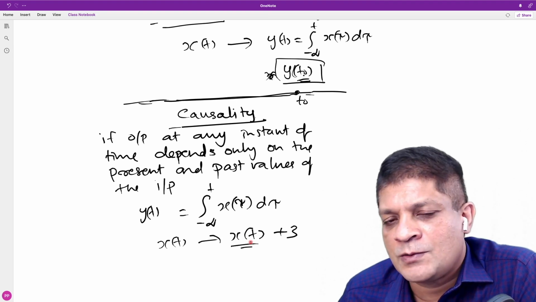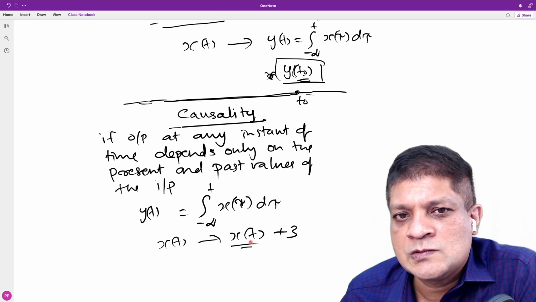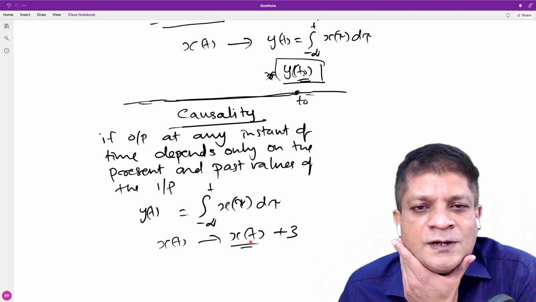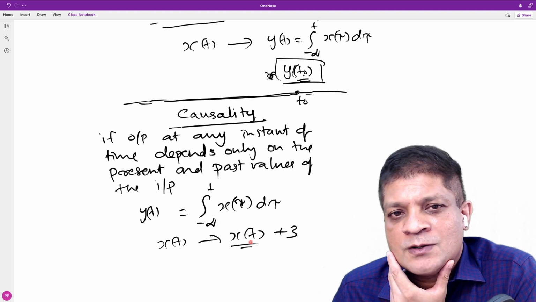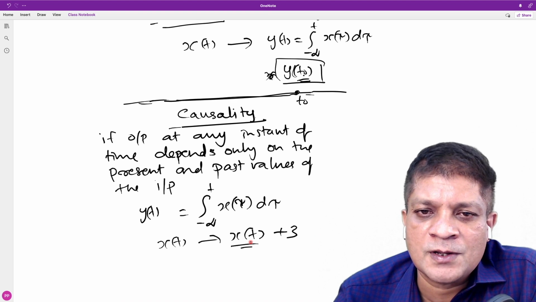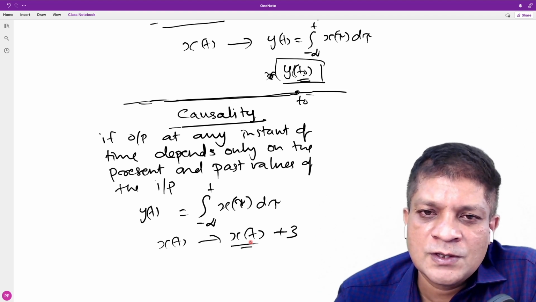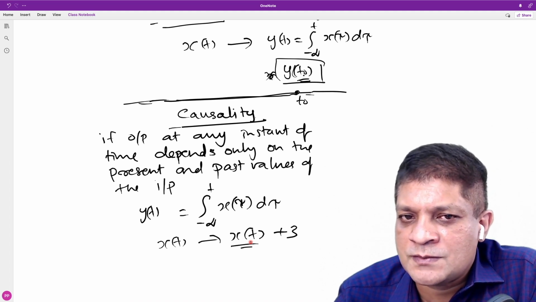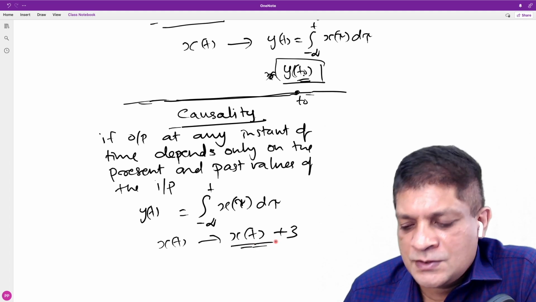So can we say that all the instantaneous systems are causal systems? Is it true? If you consider any instantaneous system, is it a causal system? Instantaneous system means the value of the output at a particular instant of time depends only on the input at that instant. So it won't depend on the future values. So all the instantaneous systems are causal systems. Now, can you give an example of a non-causal system?